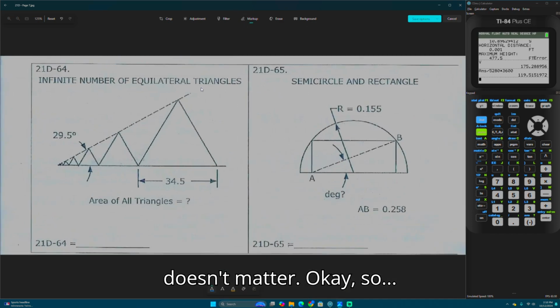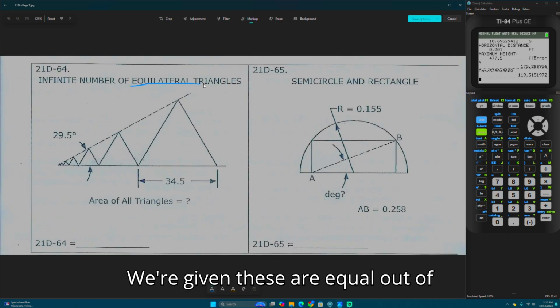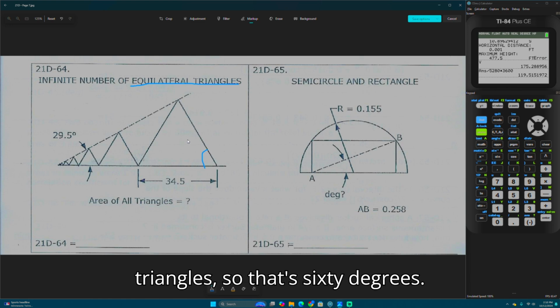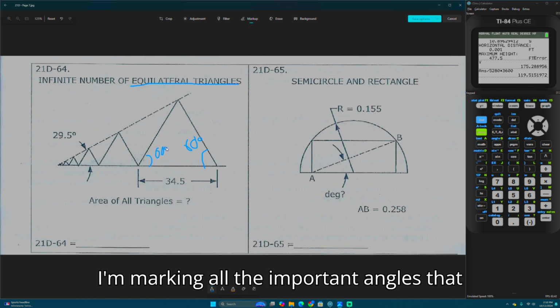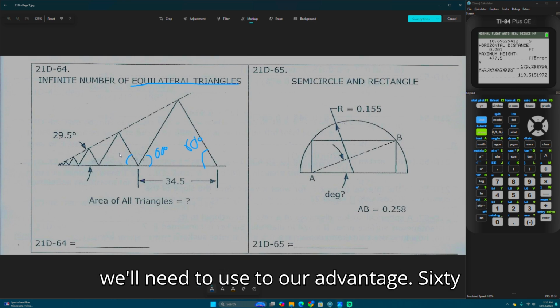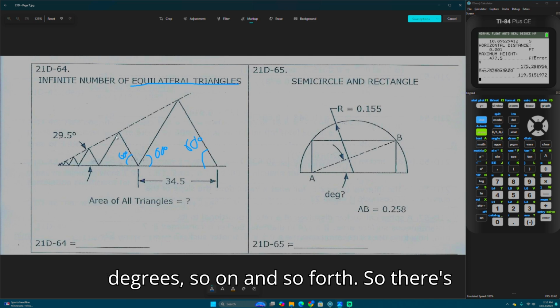Okay, so we're given 2, I shouldn't have really cropped this again, but it doesn't matter. Okay, so we're given, these are equilateral triangles. So that's 60 degrees. That's 60 degrees. I'm marking all the important angles that we'll need to use to our advantage. 60 degrees, so on and so forth.